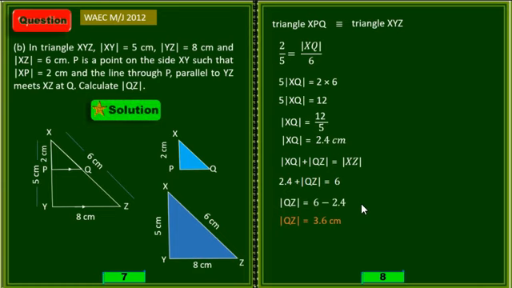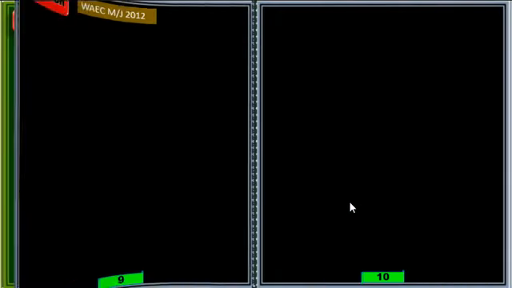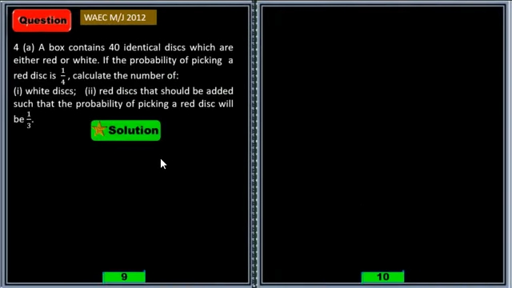Now we're going to go to the next question, question number 4. A box contains 4 identical discs, which are either red or white. If the probability of picking a red disc is 1/4, calculate the number of 1. White discs, 2. Red discs that should be added so that the probability of picking a red disc will be 1/3. Let's solve these questions together now.